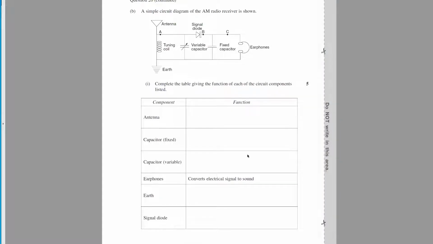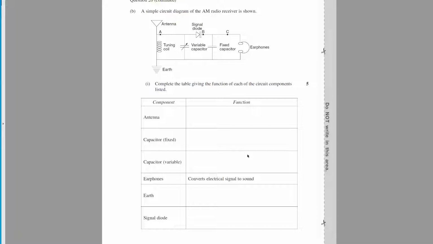We're not going to go into that level. What we're going to say is the antenna collects the signal. The antenna, along with the tuning coil, allows us to receive the signal. The fixed capacitor smooths the signal. The variable capacitor allows us, with the tuning coil, to select the frequency of the radio station we want to listen to. The Earth provides a point for it.